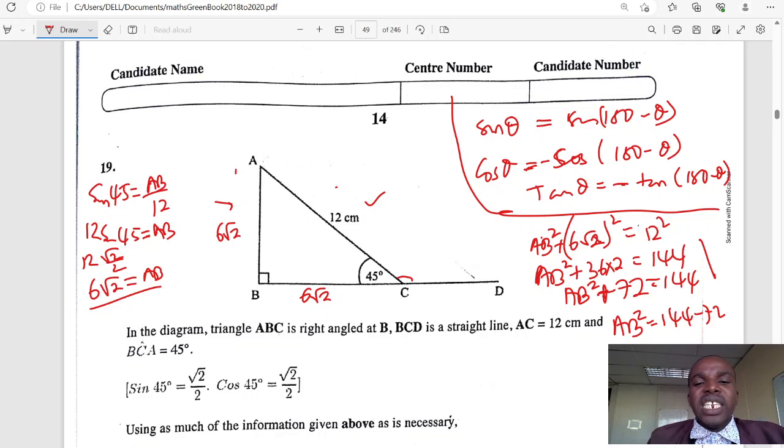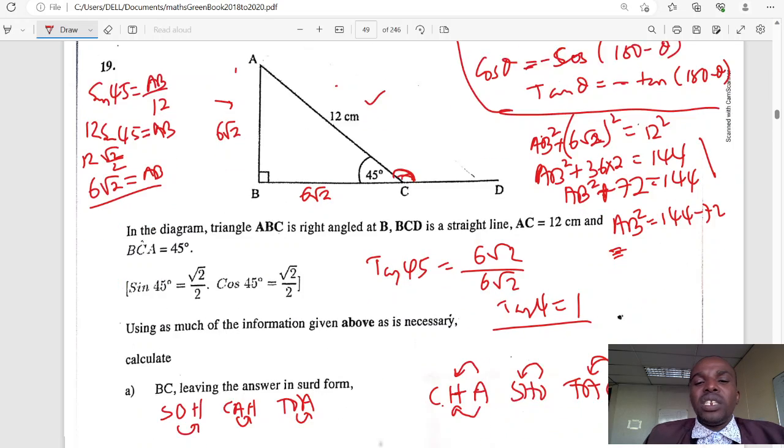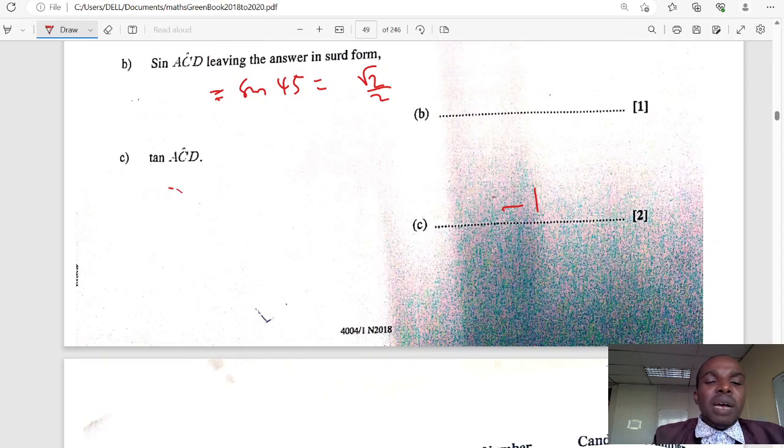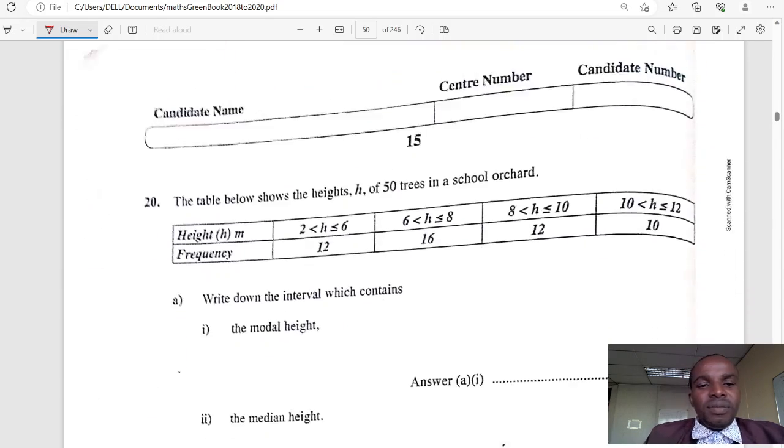Right? So we said here, tan ACD now. Tan ACD, this angle, is equal to minus tan 45. Tan 45 is what? Tan is opposite over adjacent. So opposite is 6 root 2, over adjacent is 6 root 2, which is BC. So it will be equal to 1. So tan 45 is equal to 1. So in other words, tan ACD is minus 1. Done. Just like that. So all the working is supposed to appear here.